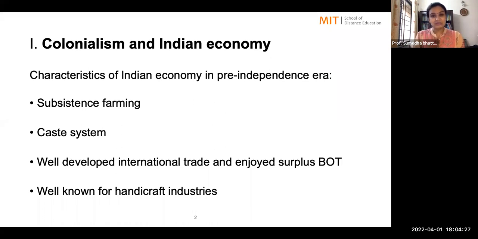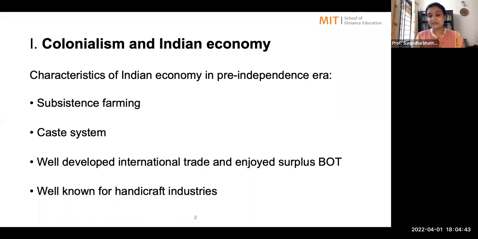Now, balance of trade means the excess of export receipts over import payments. Because of heavy demand for the Indian goods in the international market, we had a huge export receipt, and that is why we enjoyed a surplus balance of trade.